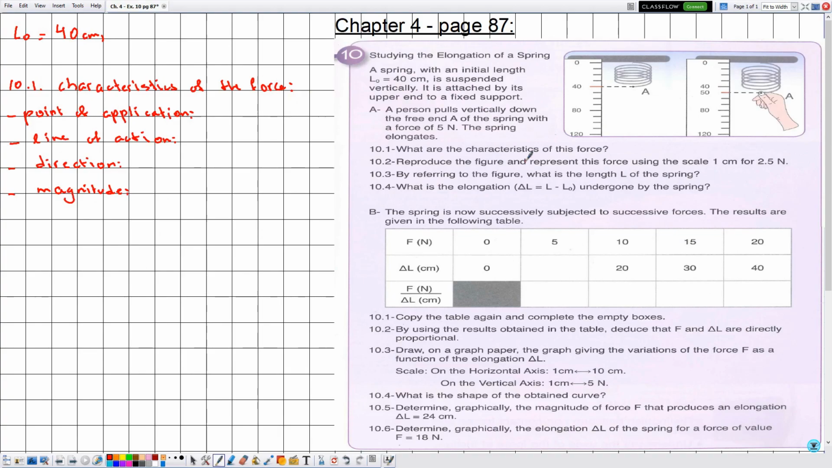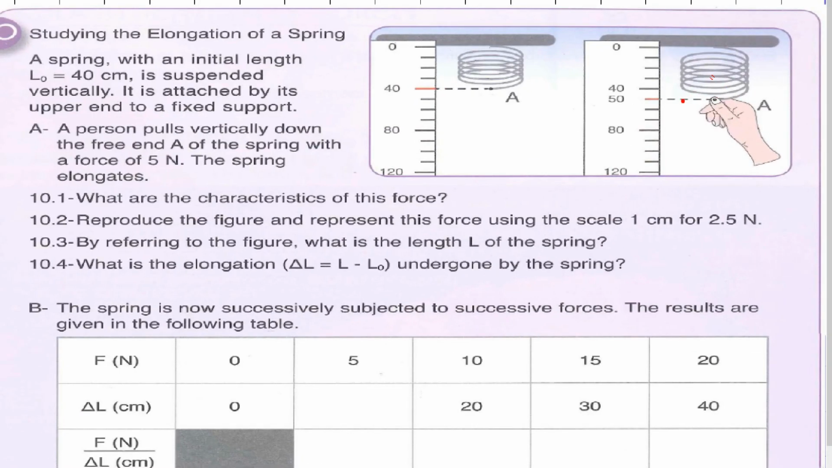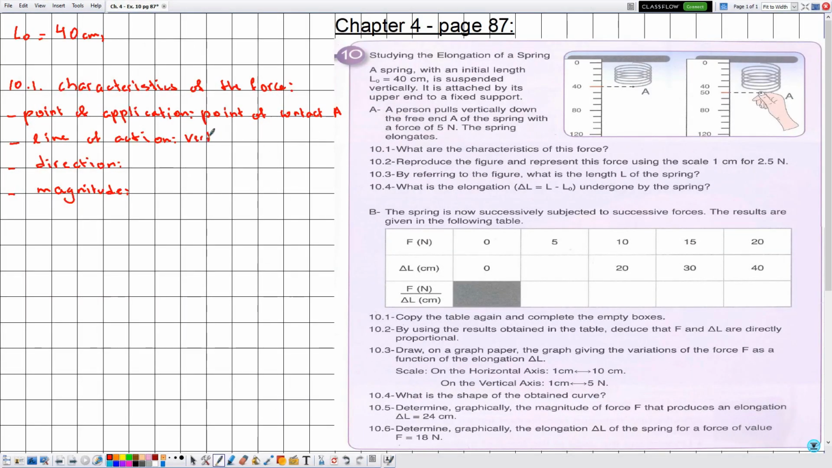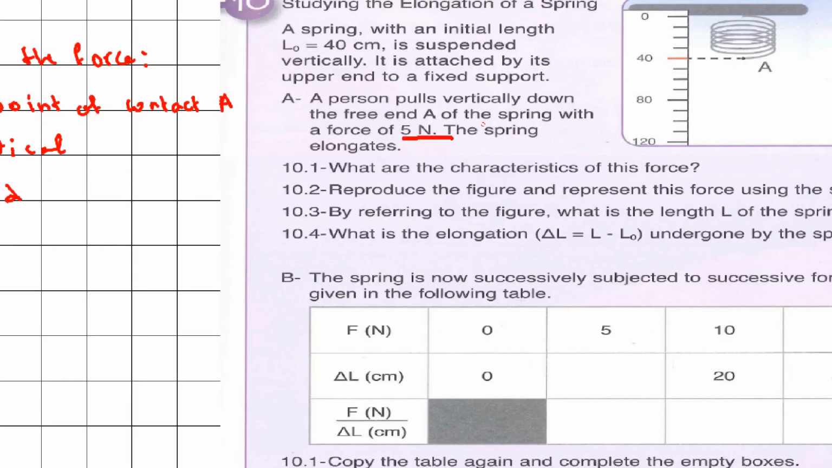Now let's specify these properties. The point of application is the point of contact A. And the line of action: notice that here they are telling me that the person pulls vertically down. So this is the vertical and this is the horizontal, and it's clear from the figure that the person is pulling vertically downward. So the line of action is vertical, and the direction, as we have said, is downward. And the magnitude here is given to be 5 newtons.